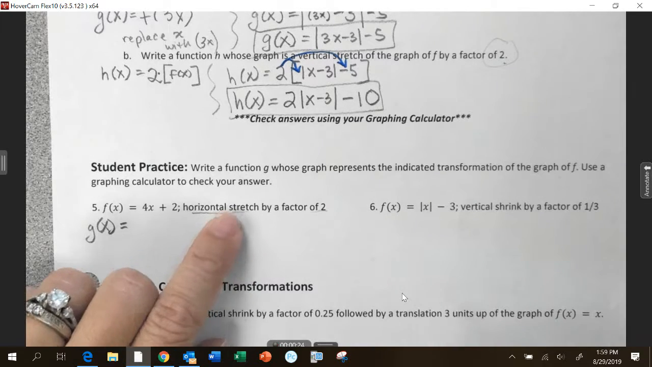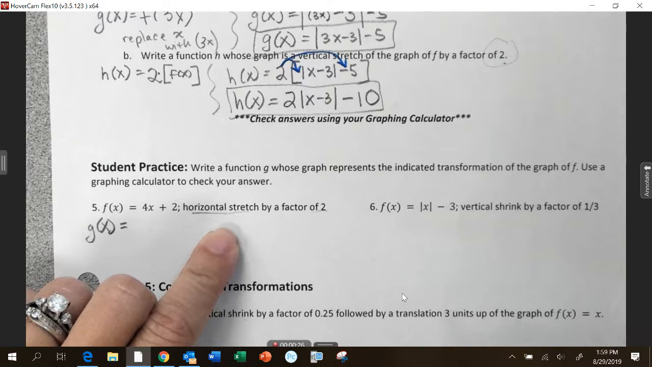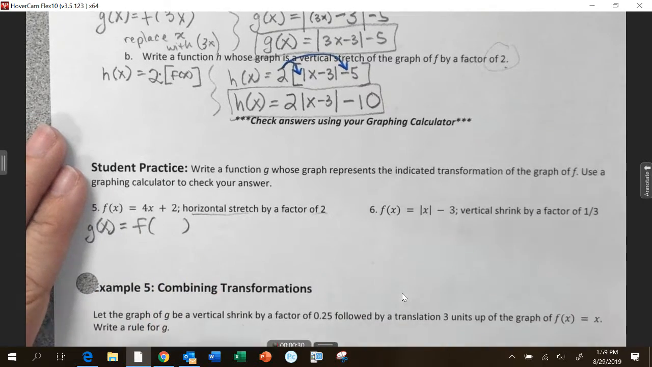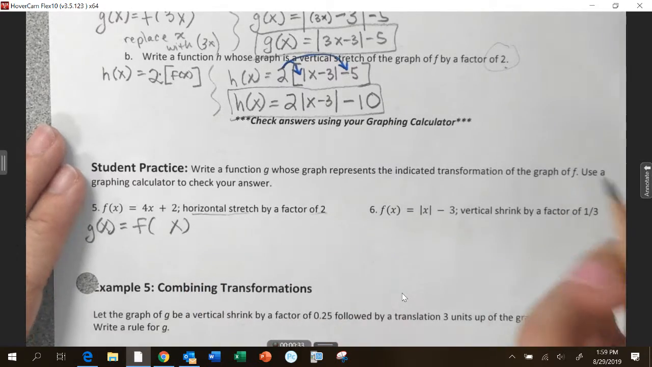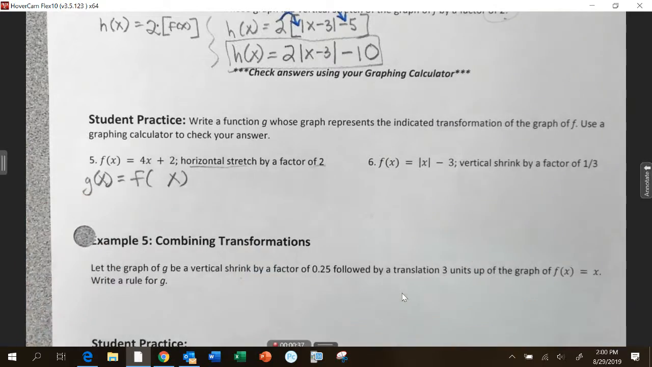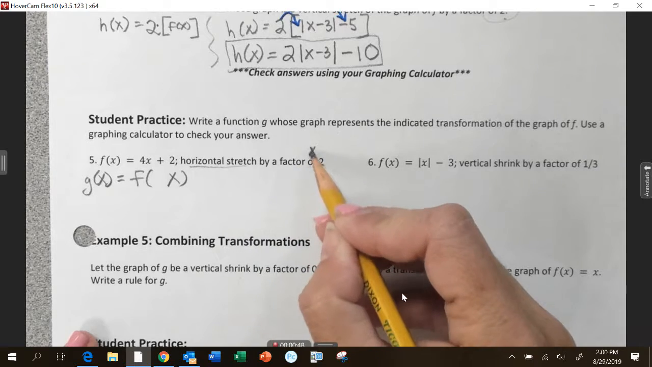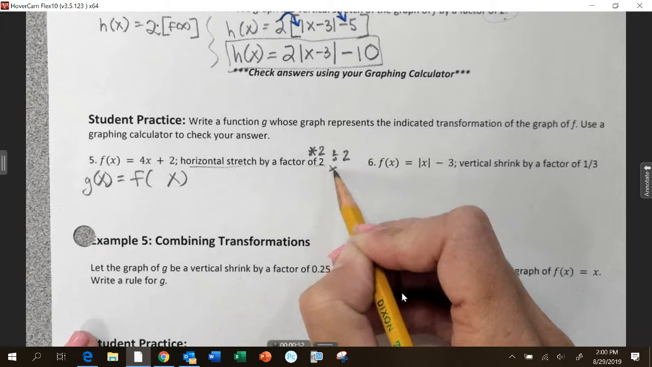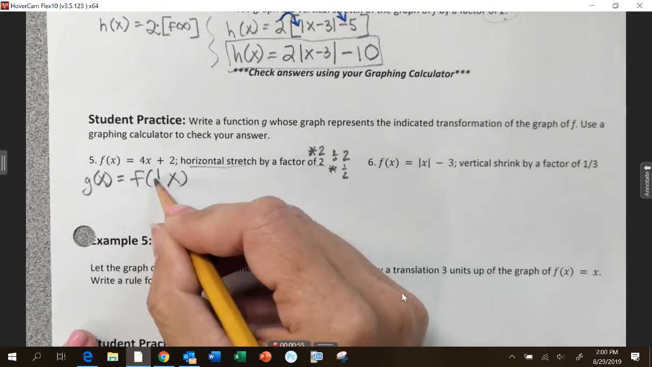So this is horizontal. Is that outside or inside? Inside. So no brackets, just f of. And then this is a factor of 2, so I have to decide what I'm multiplying by. 1/2, 2, 4. So anytime it's horizontal, we do the opposite operation. So instead of multiplying by 2, we divide by 2, but that's the same thing as times a half. Right? So this is a half.